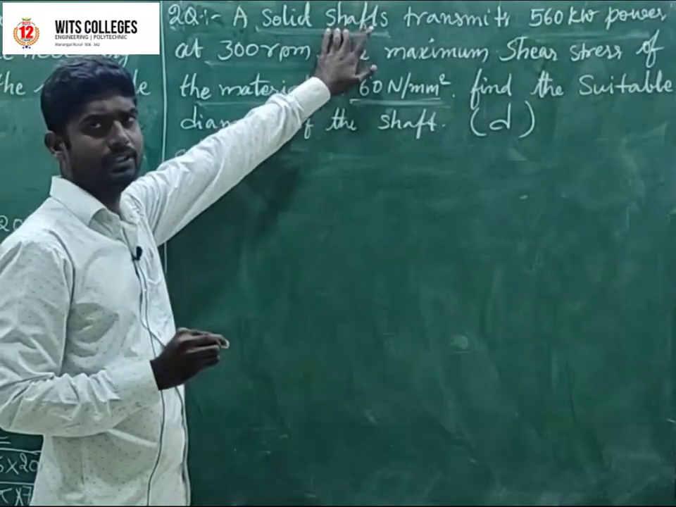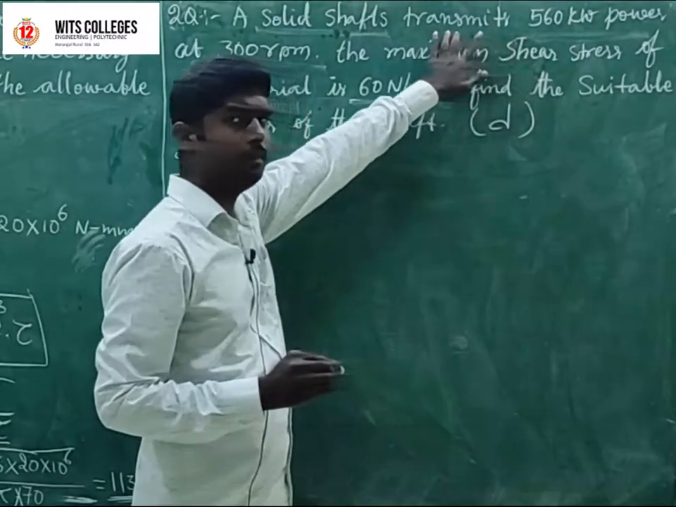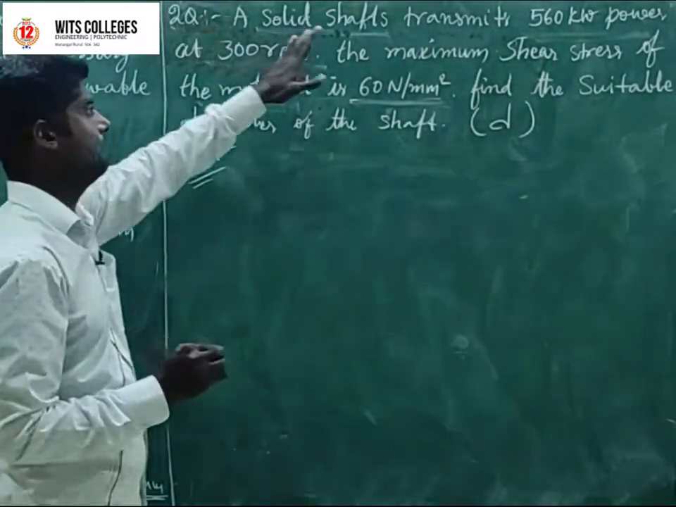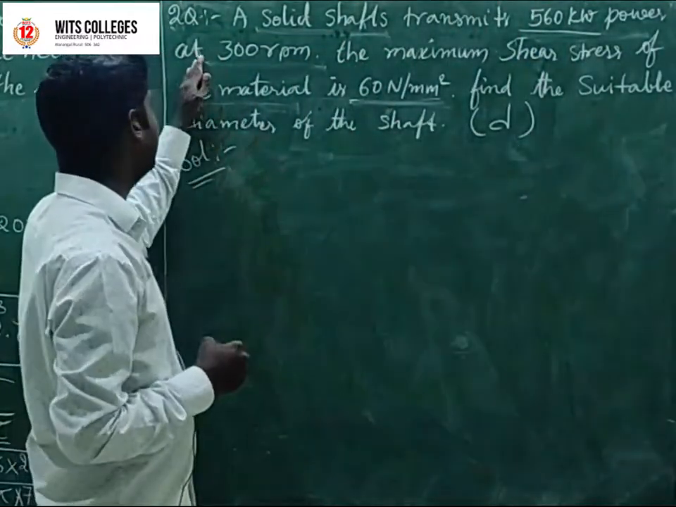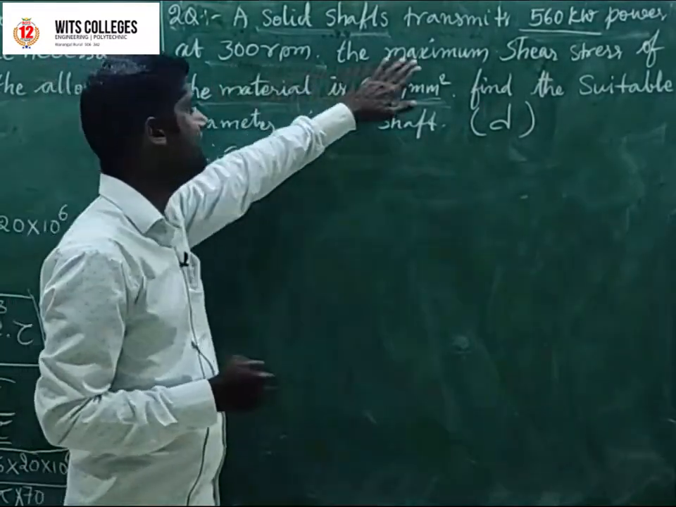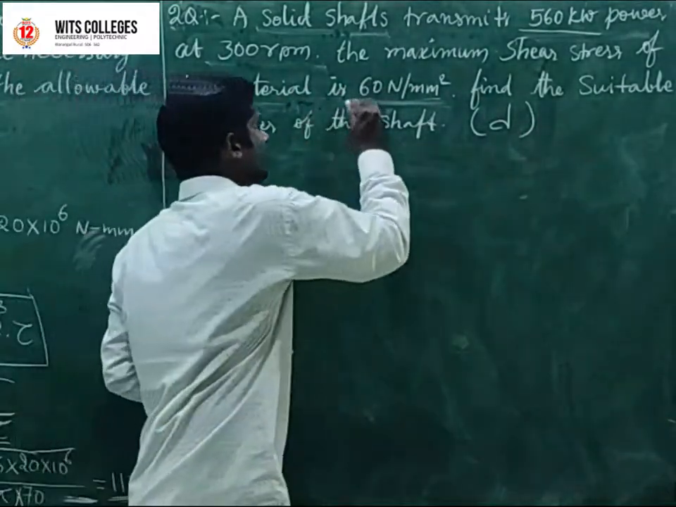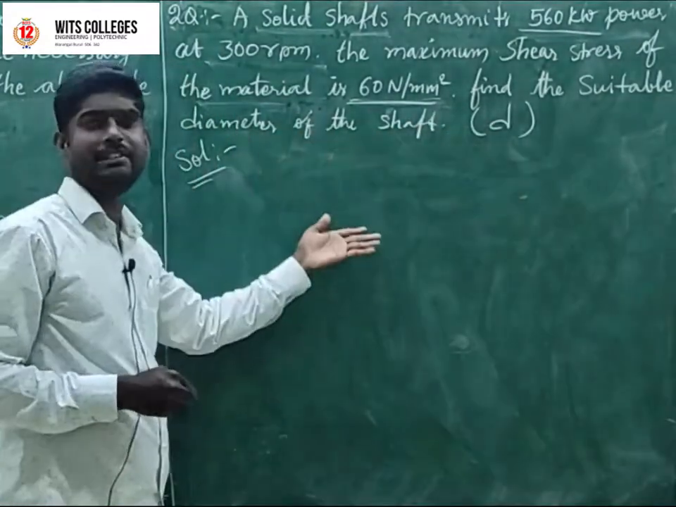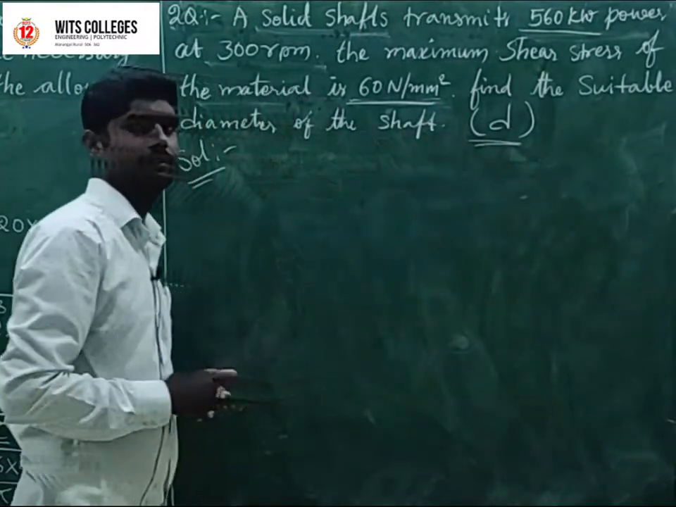Next, this is also a solid shaft, but the power is given. In this one, power is equal to 560 kilowatts at 300 rpm speed. The maximum shear stress of the material is 60 Newton per mm square. Find the suitable diameter. In this question also we find the diameter of the shaft.